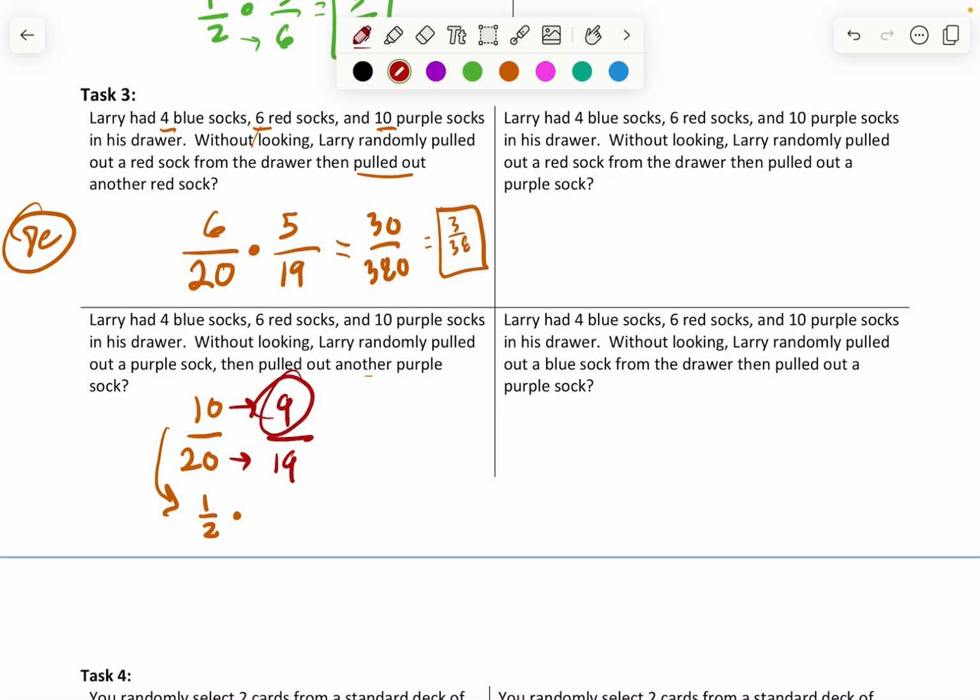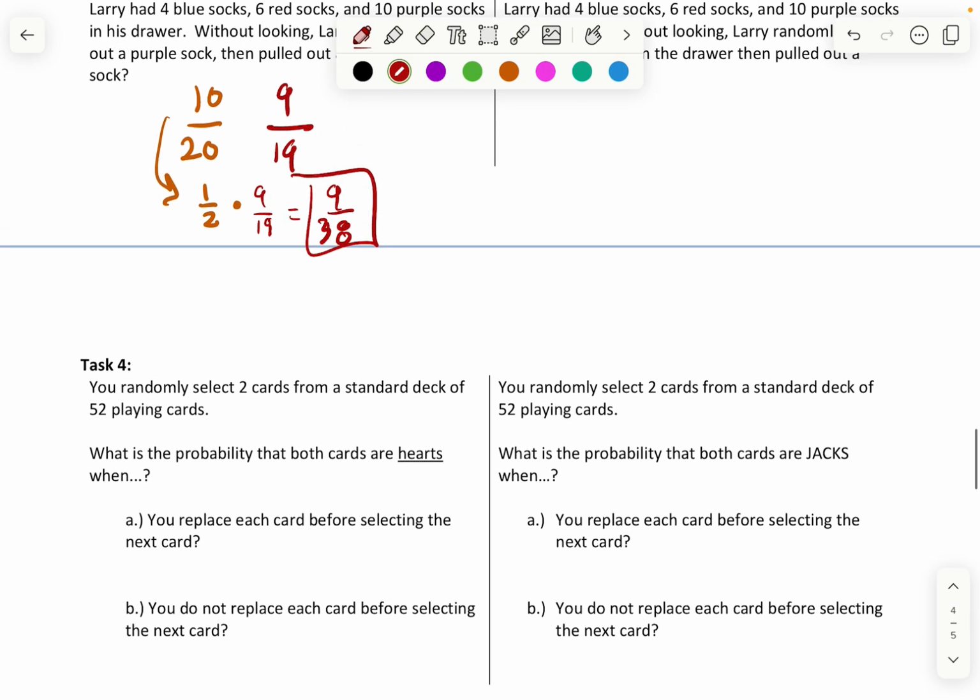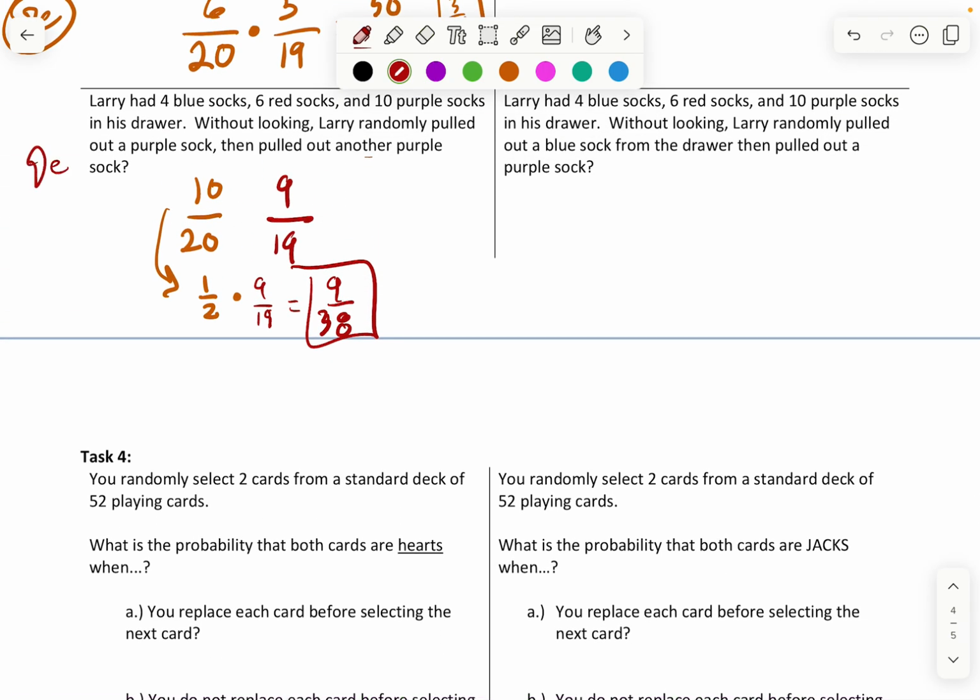This doesn't always change on top, but if anything got taken out, you should definitely subtract 1 from here. This might not change, though. This might stay the same number, if that makes sense, for the other 2, probably. And that would be kind of it. I already simplified that. 9 over 38, I think, would be the probability. Looks good. All right, these are all dependent events.